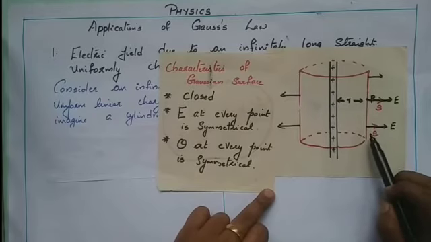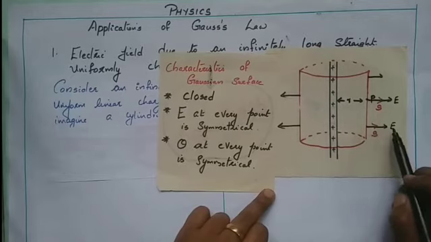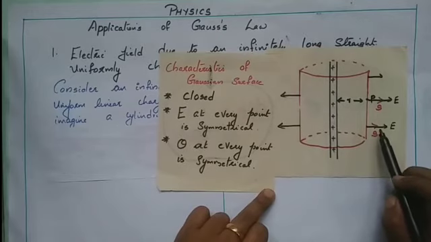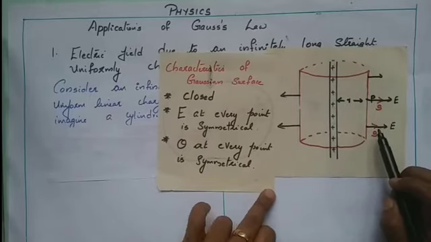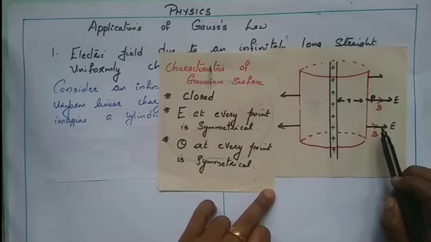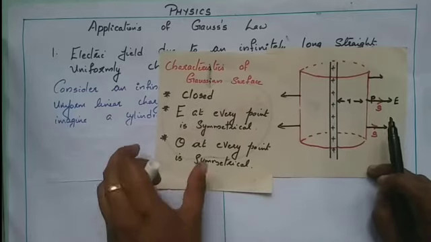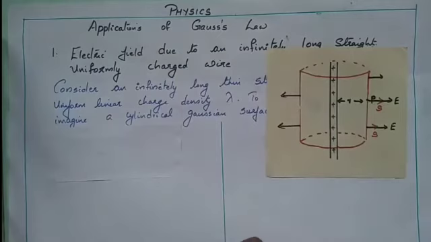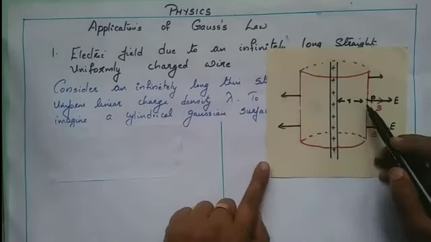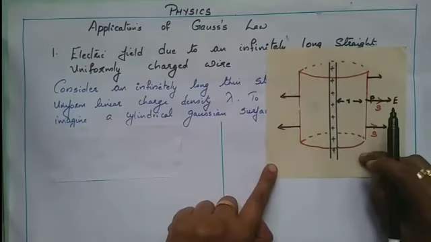Theta is 0. In this case, theta is 0 because the electric field and area vector are along the same direction. Therefore, on the curved surface, theta is always the same, or 0. So theta at every point is symmetrical. So all three characteristics of a Gaussian surface are satisfied here, and hence we can assume this cylindrical Gaussian surface. So assume a cylindrical Gaussian surface passing through the point P and enclosing the wire, or enclosing the rod.